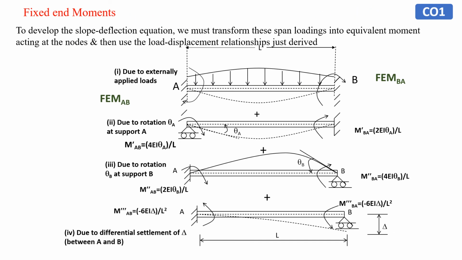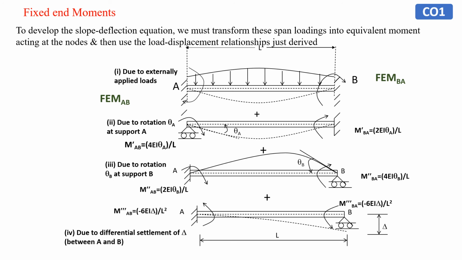So now we are going to study the effect of theta A, the displacements and rotations of the structure, and how they contribute to the fixed end moments to get the final slope and deflection equation. To develop the slope and deflection equation, we must transfer the span loadings into equivalent moments acting at the node and then use the load displacement relationship just arrived at.